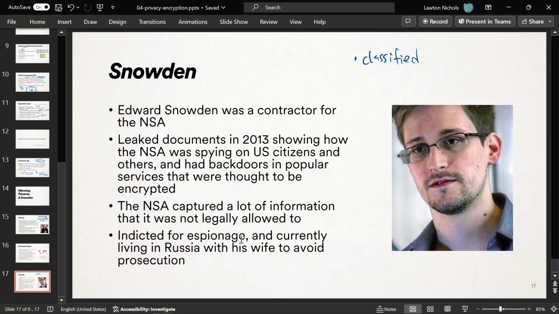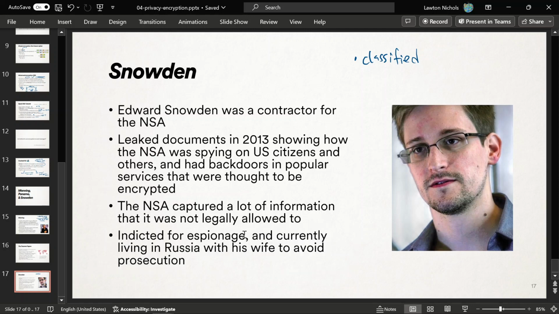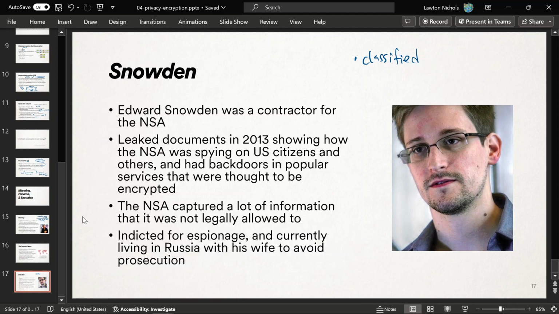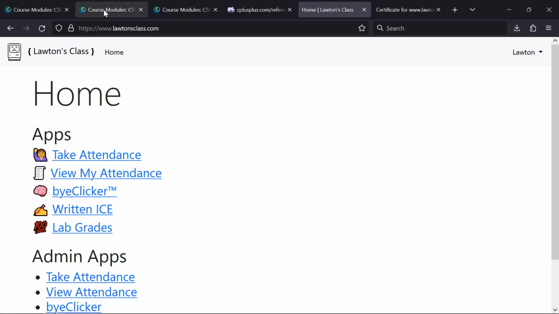Okay? He was indicted for espionage, and I'm pretty sure he had to run away to Russia, where we don't have any agreements with Russia to take somebody away if they broke the law. He's currently living there with his wife to avoid prosecution, because if he goes to any country that has any ties with the U.S., he will be arrested on the spot for what he did. Okay? So that is Edward Snowden. Definitely look him up, because he is going to be the topic of your next essay.